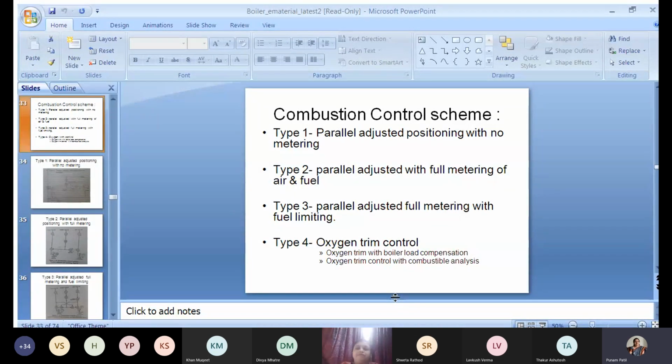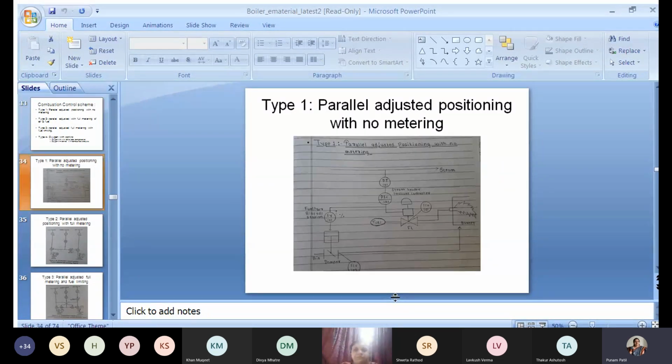Okay, we will go one by one. We will go for type 1, parallel adjusted positioning with no metering. Read the name twice or thrice. Parallel adjusted positioning with no metering. इसमें क्या समझ में आता है? कुछ तो पैरेलली एडजस्ट किया है, कुछ पोजीशनिंग यूनिट जो है वो पैरेलली एडजस्ट किया है. नो मीटरिंग का मतलब क्या है? विदाउट मेजरमेंट. Okay, so parallel adjusted positioning with no metering. Look at the diagram.